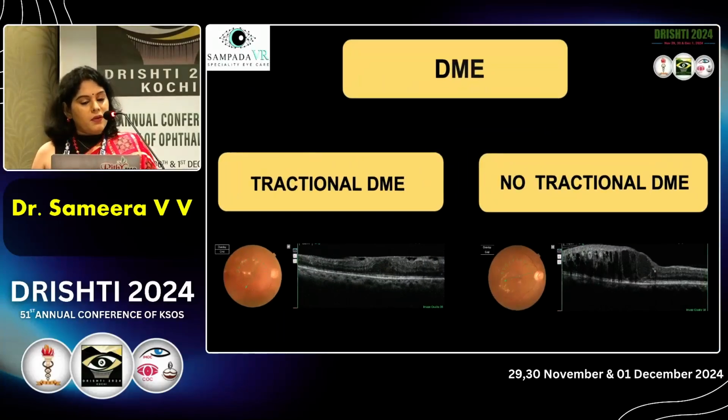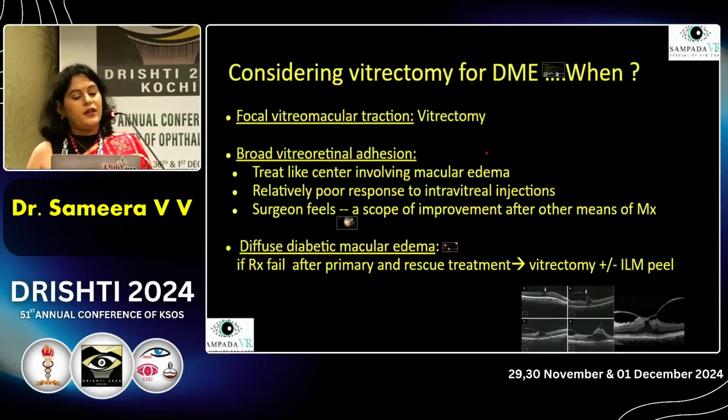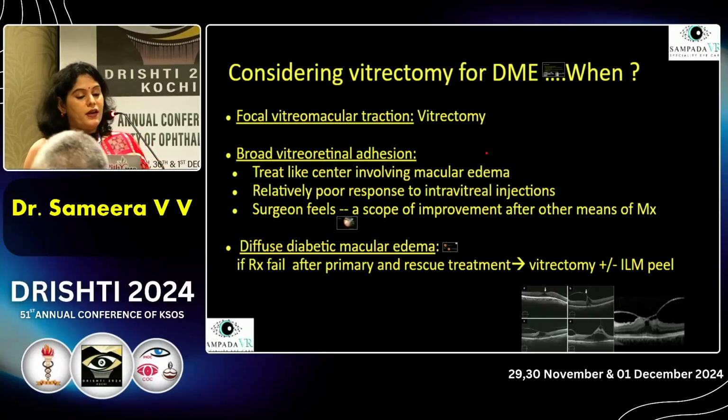Now, DME, they have already told about tractional DME and non-tractional DME. Non-tractional DME has already been discussed widely. Now, what about the tractional DME? In tractional DME, considering vitrectomy is always the best option. Whenever there is a focal vitreomacular traction, it's better to go for a vitrectomy. And if you have a broad vitreoretinal adhesion, you can treat the central involving edema, and once the response is very poor, you can consider vitrectomy.